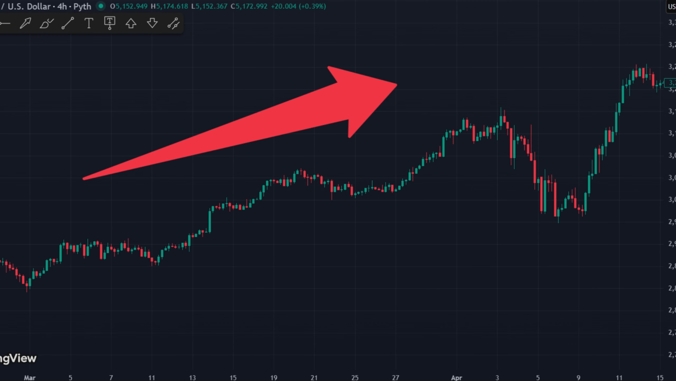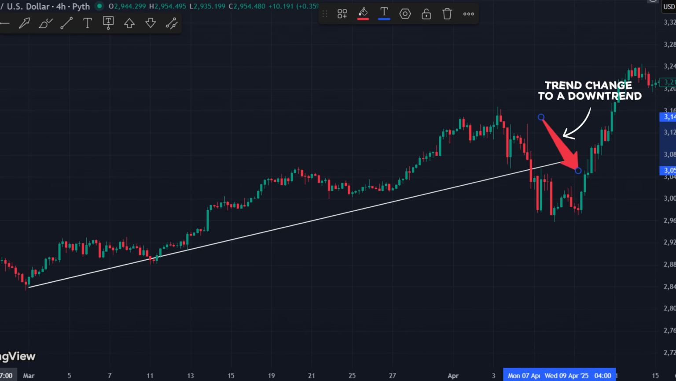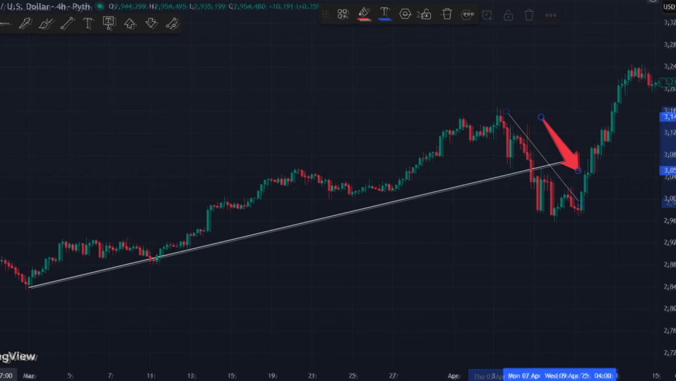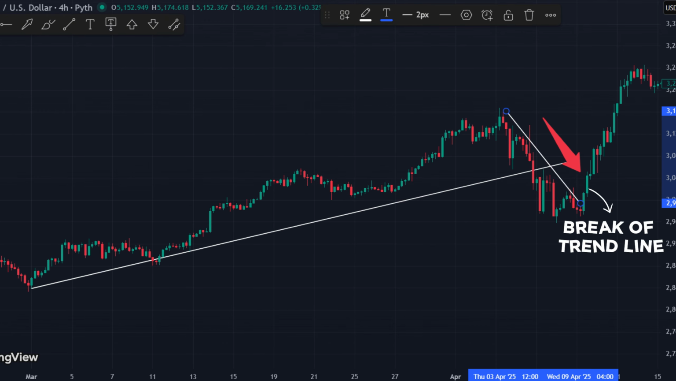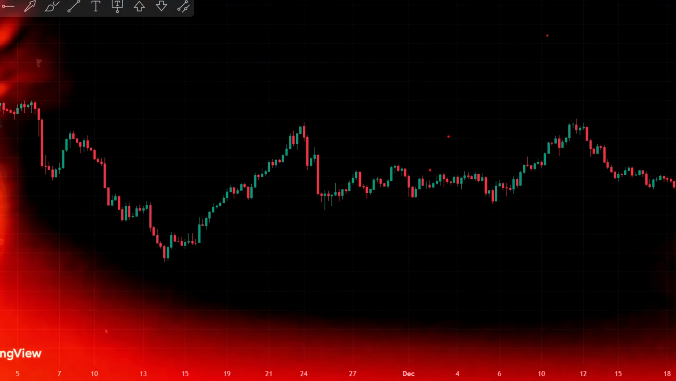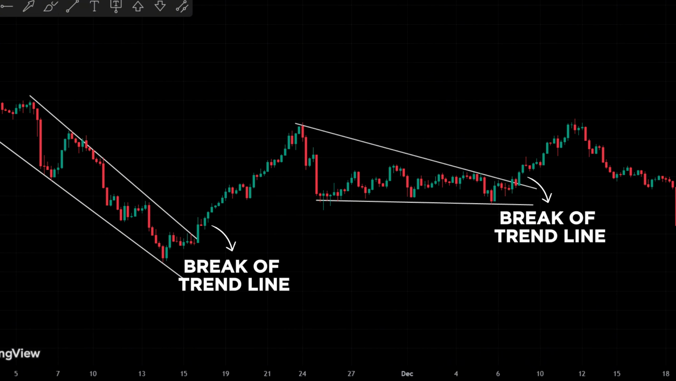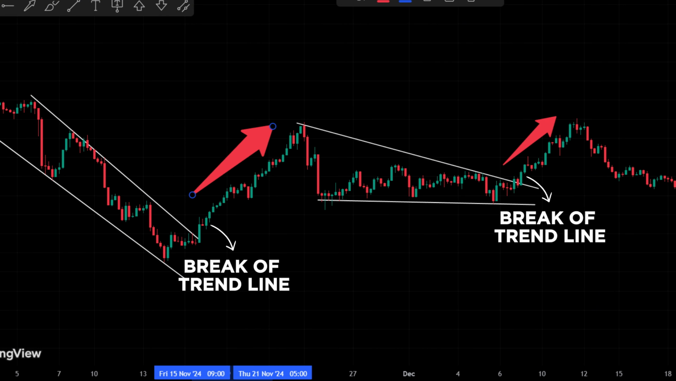So again, you have your moving uptrend. We have our trend line placed along the bottom of the uptrend. Once price breaks this trend line, it signals a possible trend change to a downtrend. And again, once this downtrend starts, we put a trend line above the moving downtrend. And once price breaks this trend line, it signals to us another possible trend change to an uptrend. Again, here were your trend lines before you had your breaks and then trend changes.